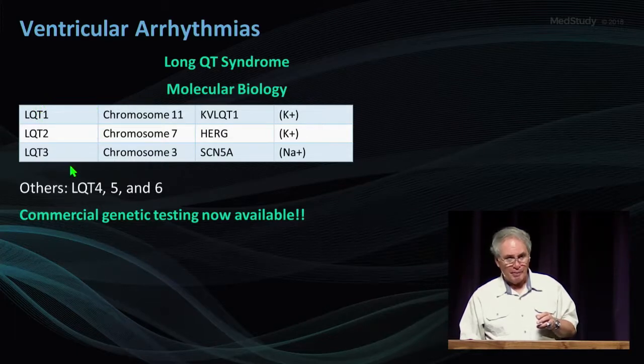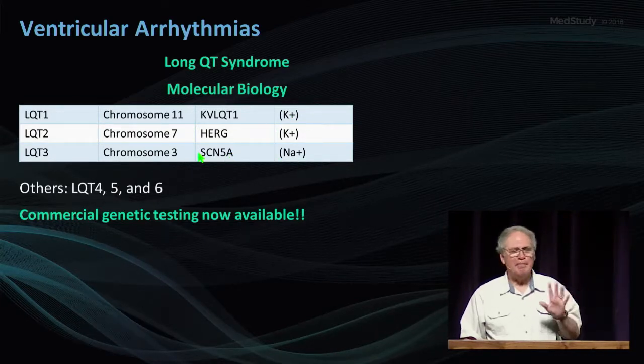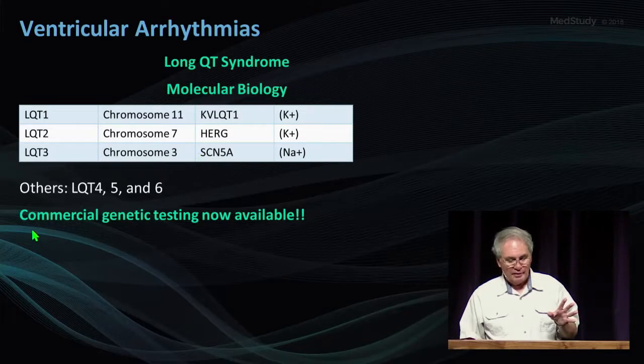These are probably the three most common ion channels and chromosomes that are responsible for congenital long QT syndrome. Two of these are potassium channel abnormalities. One is a sodium channel abnormality. And there are many, many others that are known now. And fortunately, commercial genetic testing is now available.